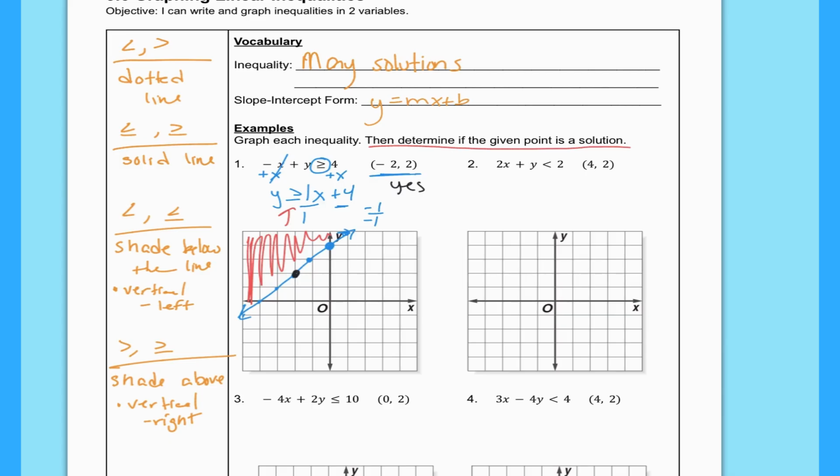Number 2, again, you have to write it in slope-intercept form. So minus 2x from both sides. Now we have y is less than, with that x term first, so negative 2x, and then a positive 2.